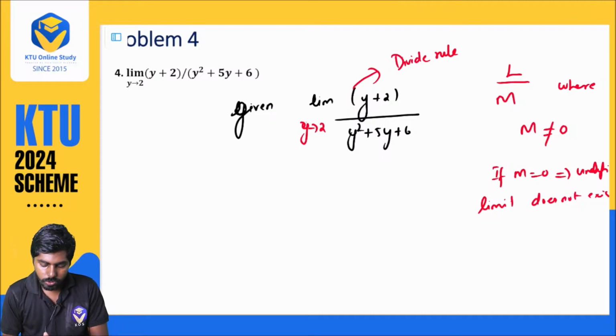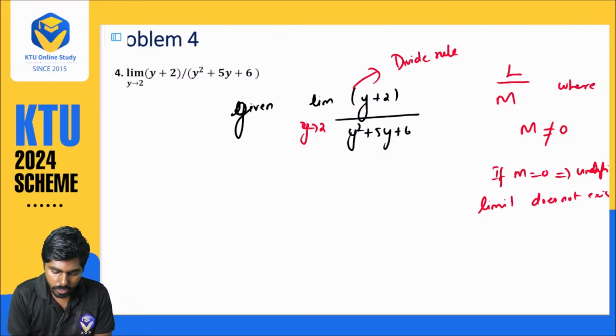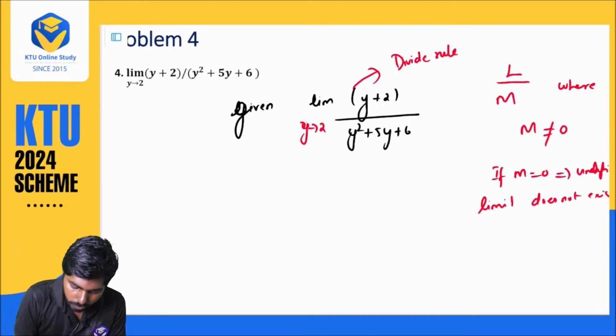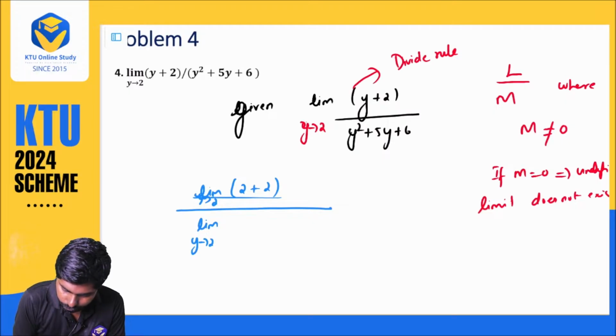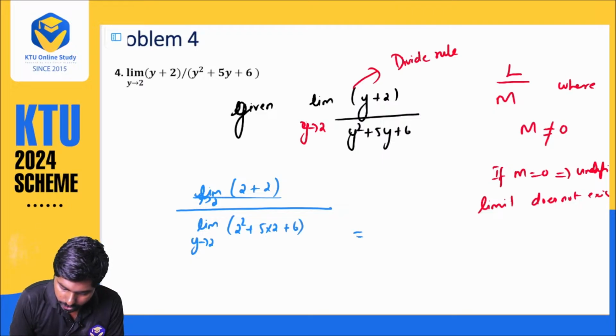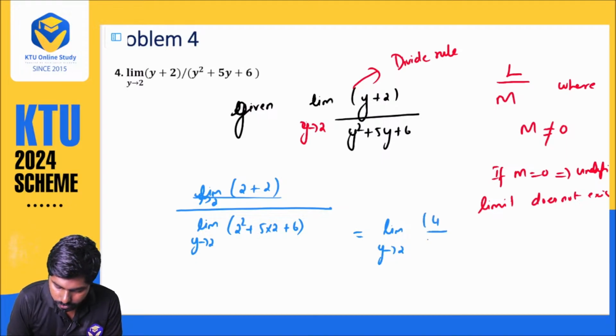Okay, so we should be checking whether the limit exists or not. We will divide the condition. So when you are solving it, how will it become? Limit y approaches 2 of the numerator, divided by limit y approaches 2 of the denominator. Here also y approaches 2, so we will be getting 2 square plus 5 into 2 plus 6. So the limit as y approaches 2 is nothing but 4 divided by, 2 square is 4, plus 10 plus 6. So we will be getting 4 divided by 20, that is nothing but 1 by 5.